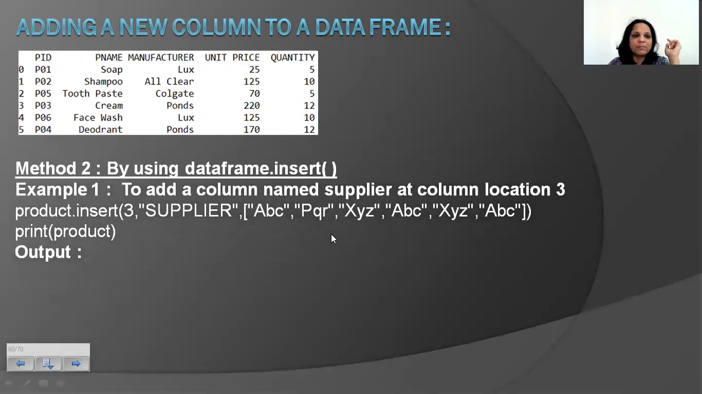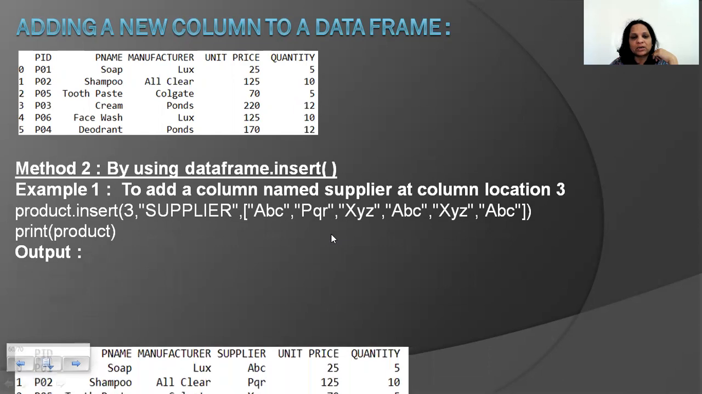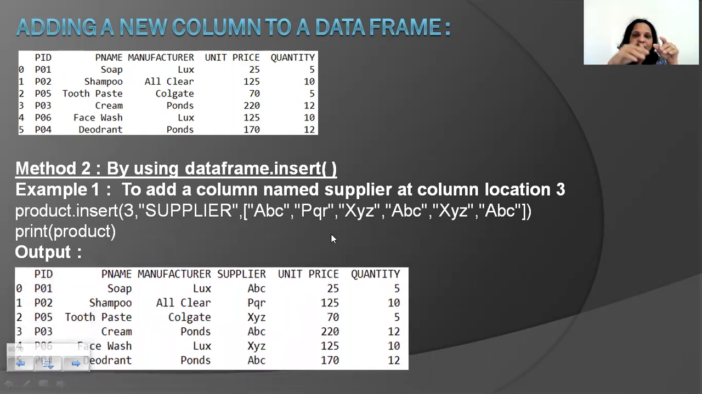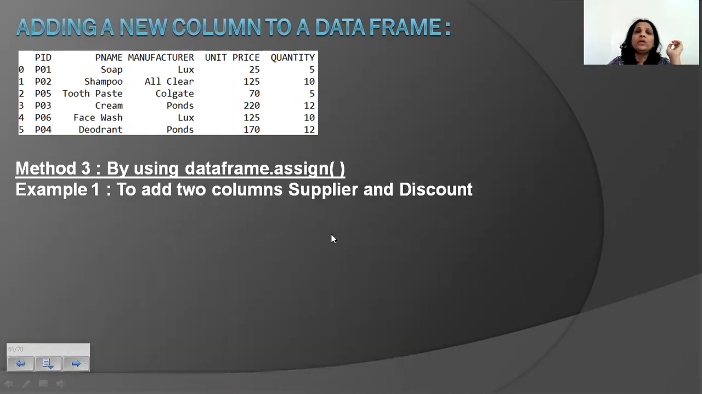Okay, so in this example, I've written product.insert 3 because that's the location where I want to insert. Supplier is the name of the column, followed by the list of values under supplier. And now if you see, supplier is not added at the end. It's added at index location 3 because PID has index 0, PName has index 1, manufacturer has index 2, and supplier gets the index number 3 in terms of column indexing. Is that clear?